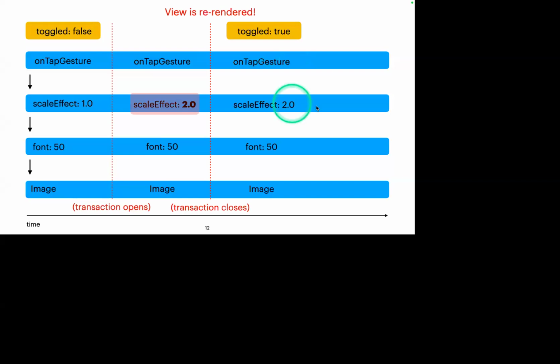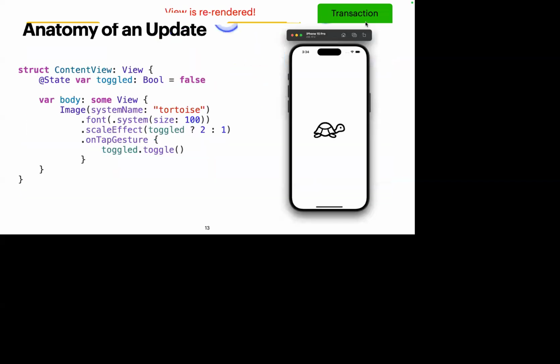And then if we tap it again, then toggled will now be false. And then we do the same thing again. But in the prior example, there's no animation because we simply toggled the toggled variable. So how does this work, right? So when does a transaction actually get created or happen?